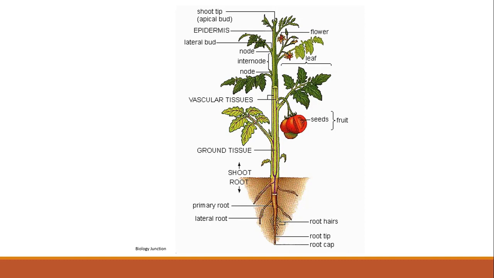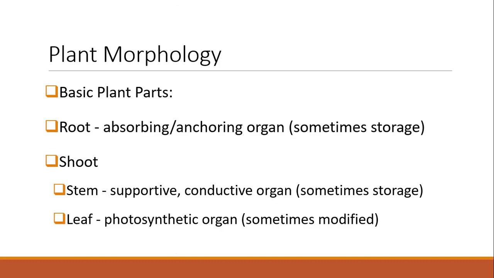Okay, so back to shoots. Shoots are above ground, and this is where your leaves and your stems are. And then roots are underground, and we'll delve a little more deeply into roots in a moment. So when you're talking about plant morphology, the basic plant parts of a plant obviously are roots, and this is the absorbing or anchoring organ of the plant. It's also a place for storage of sugars.